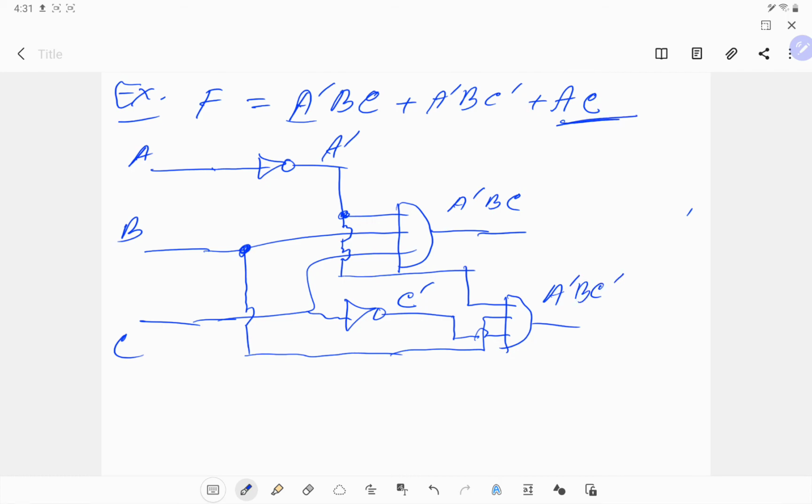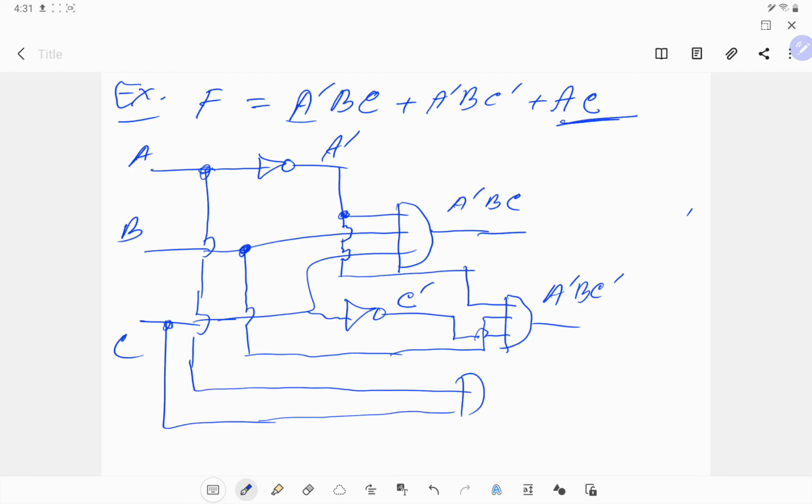Then for AC, we need another AND gate of 2 inputs. The first input is A. Let's bring A there, and the second input is C. So the outcome is AC. Now we got A prime BC, we got A prime BC prime, we got AC.